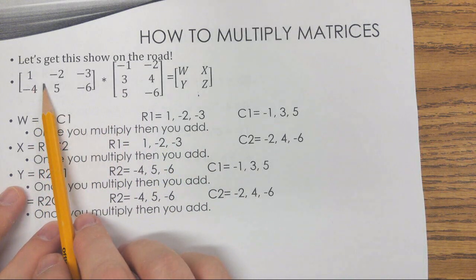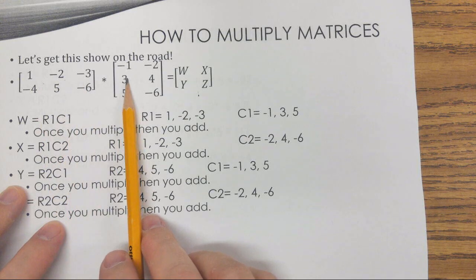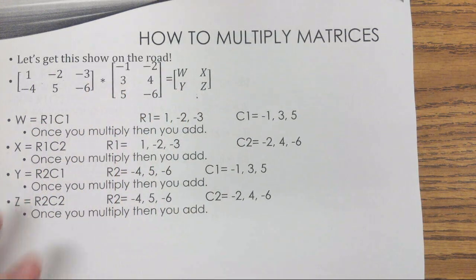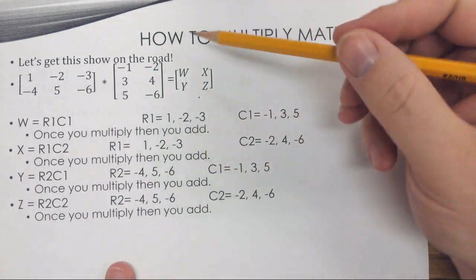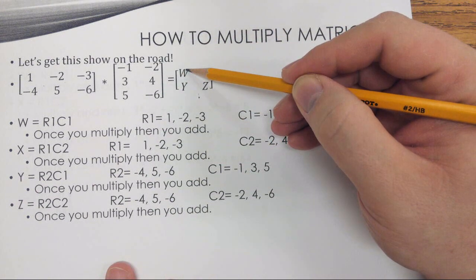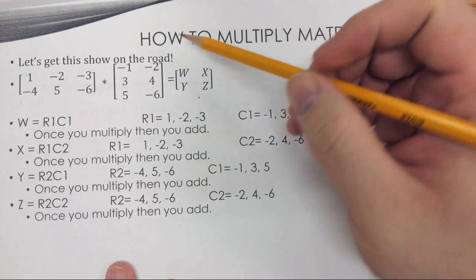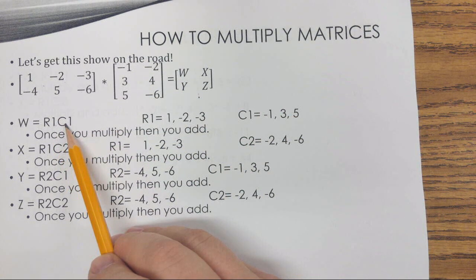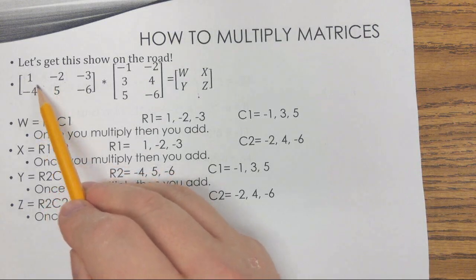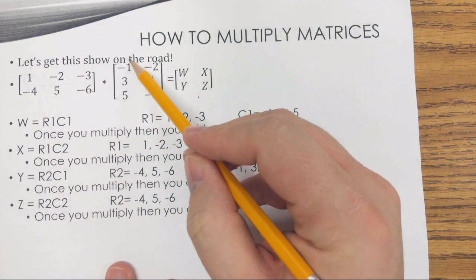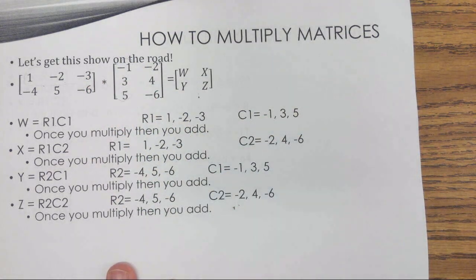Here's this matrix. It's a 2 by 3, and this one is a 3 by 2. It's 3 columns, 3 rows. I can multiply them together, and I'm going to get a 2 by 2 matrix. For each spot of the new matrix, I'm going to take row 1 and multiply it by column 1. There's 3 things in this row and 3 things in this column. That's why those columns and rows have to match up.